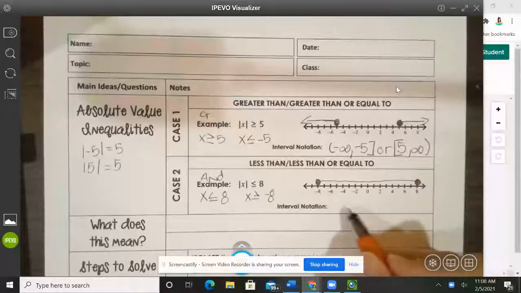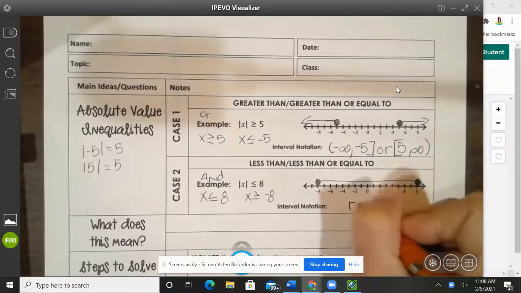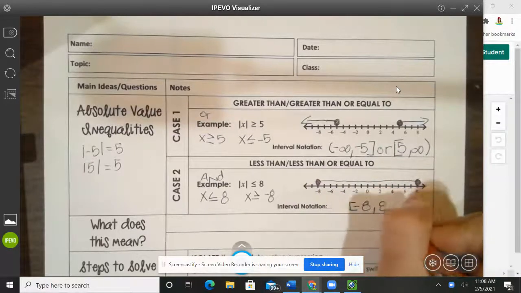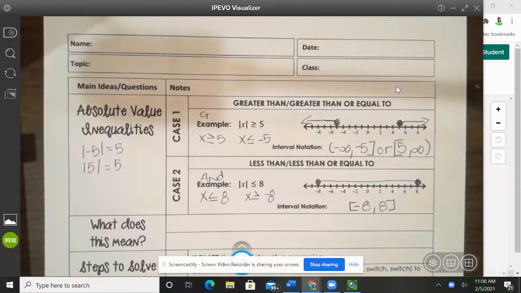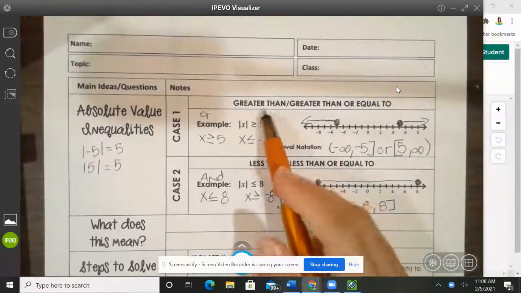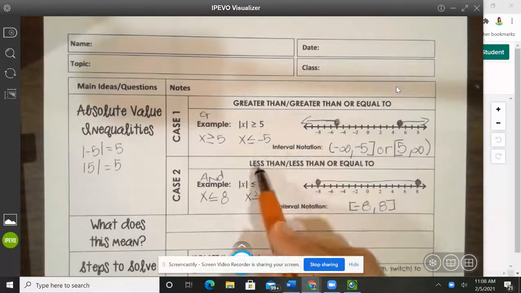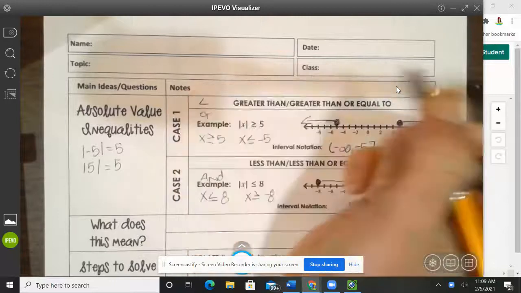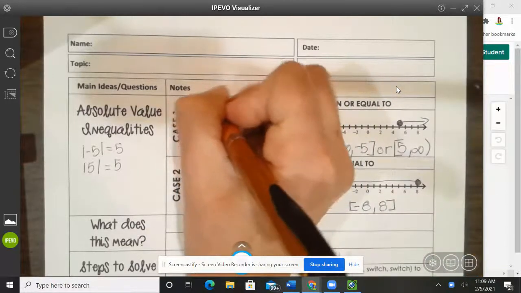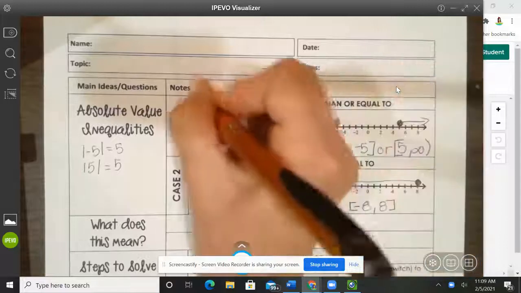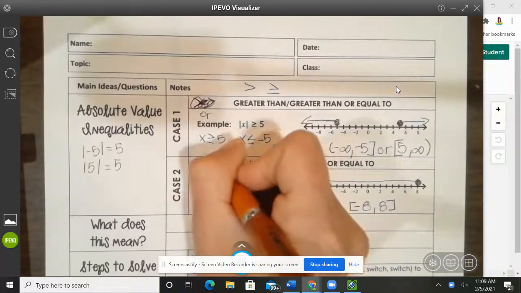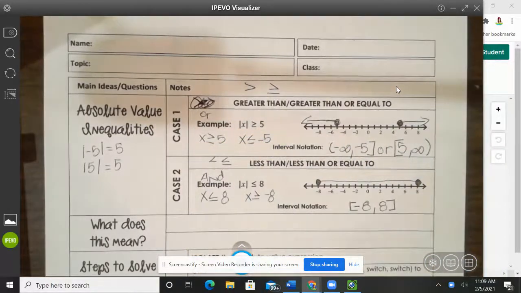And if we remember how to do the interval notation, because x is in between -8 and 8, and they're both included, we just write them like this, okay? So notice that it's greater than or equal to, and then less than. In this one, it's going to be greater than, right? So it's this one, and then this one. And then this one would be like that and like that, right? All right, so case one and case two.